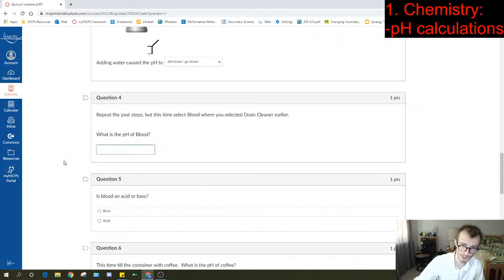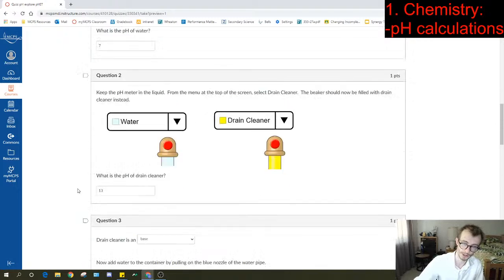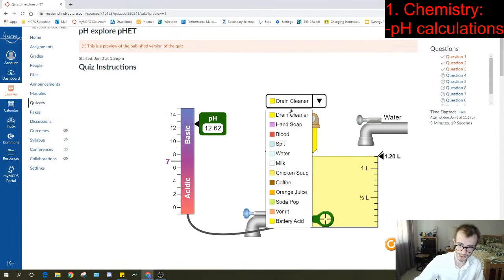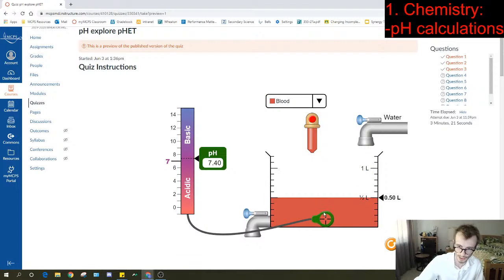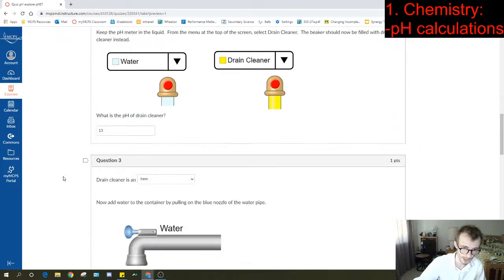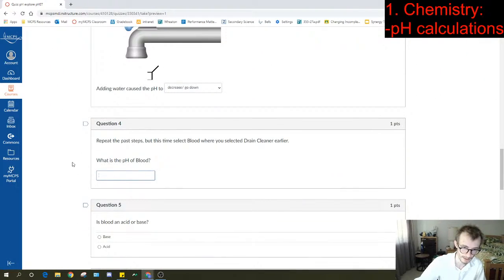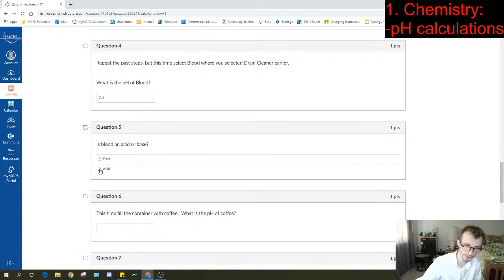Okay, so now we're going to do the same thing, but we're going to use blood instead. So here's blood. I put in this thing, and it tells me the pH of blood is 7.4, so very, very slightly basic. So blood, here we go, 7.4. Is it an acid or a base? Really, the best answer here is that it's neither, that it's basically neutral, but it is very slightly basic.